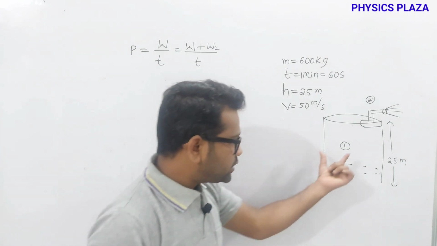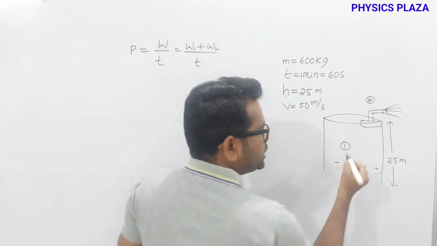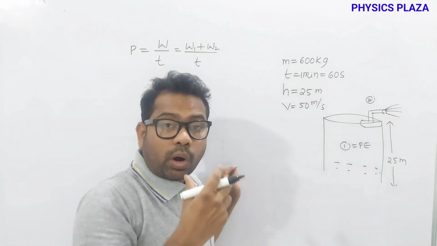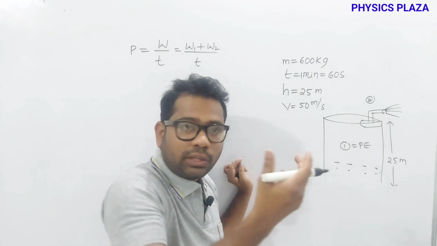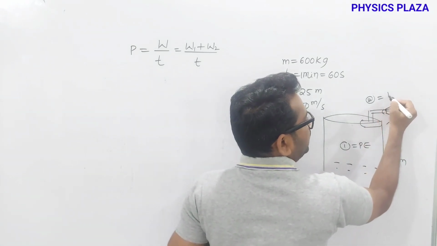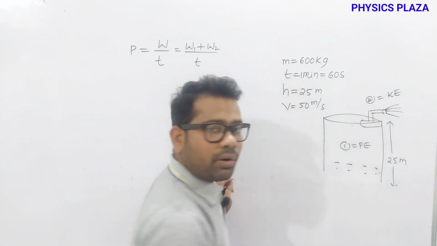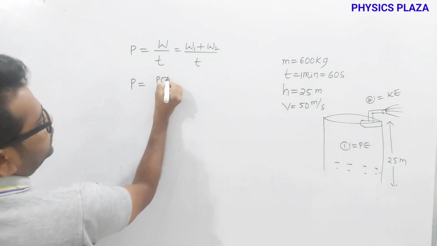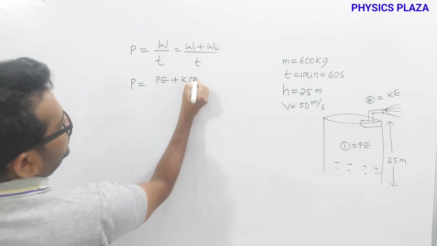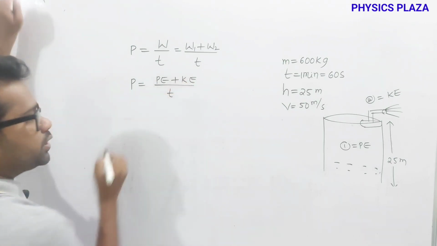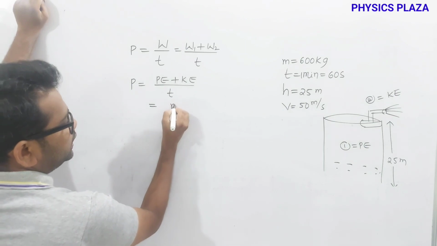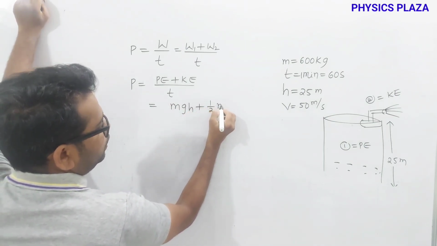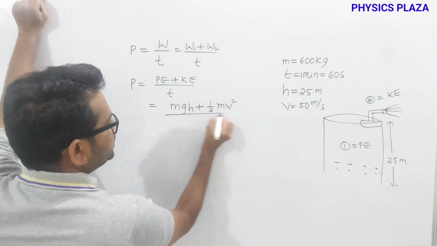So what is the work done in order to lift? It is stored in the form of gravitational potential energy. Whereas the work done in order to send the water out is stored in the form of kinetic energy. Hence, we can write the power formula as the sum of the potential plus kinetic energies in a given time. Potential energy we know is mgh, plus kinetic energy, half mv square, all by time.